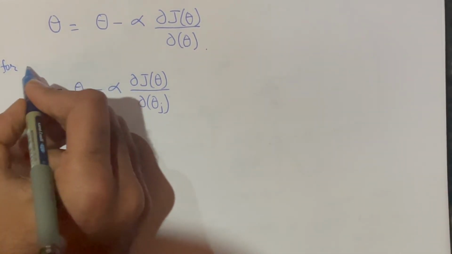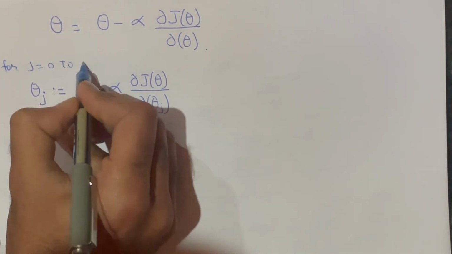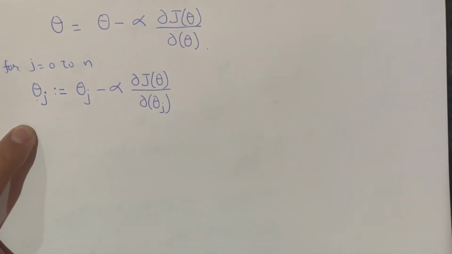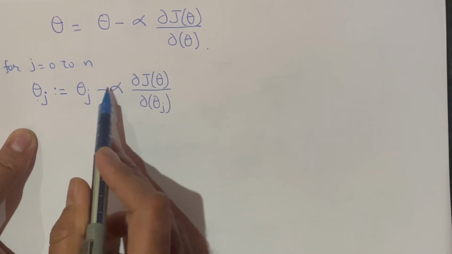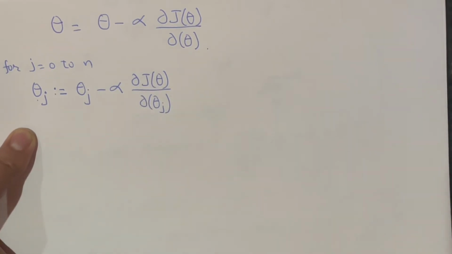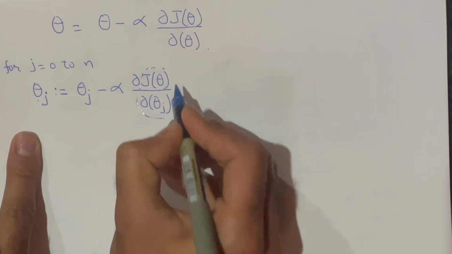So for j running from 0 to n, because how many thetas are there? The thetas are theta 0, theta 1, theta 2 up to theta n. So theta j will be equal to theta j minus alpha times differentiation of J theta with respect to theta j. So let's now find this differentiation.